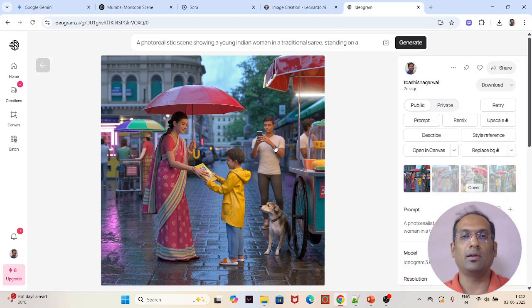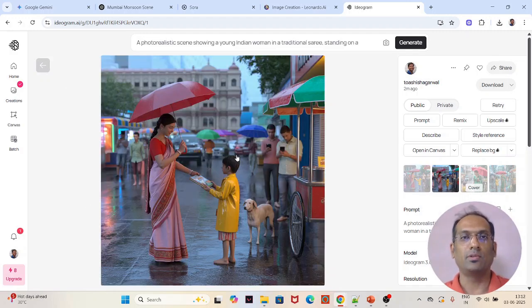is fine, but this is a bit off mark according to me. I don't see any historical buildings in the background, and it's a monsoon scene, so that is good. The second option, yeah, I think to some degree there is some historical building in the background.